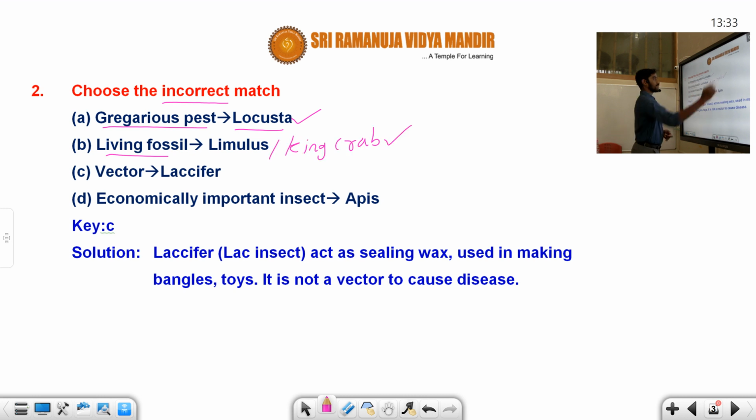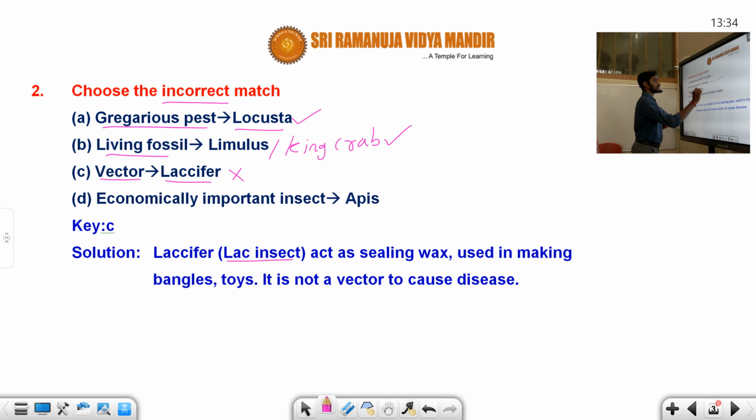The vector, generally, is required to transmit diseases. You can take the female Anopheles mosquito as an example of a vector. But Laccifer is economically important. It is also called the lac insect, and it acts as a sealing wax. So this is an incorrect option, student.